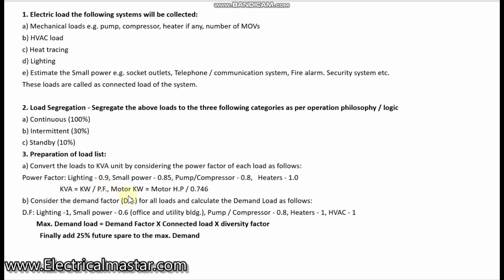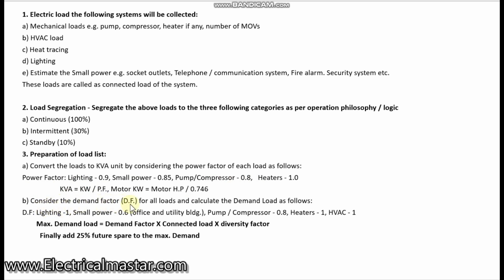Based on this, you just put in the value and you can get the kVA. Suppose your motor has only an HP rating; first you have to convert HP into kilowatt. The kilowatt converting formula is the motor HP given, multiplied by 0.746, then you will get the motor kilowatt rating. From that kilowatt, divided by the power factor 0.8, you will get the kVA. Okay, next is to consider the demand factor.